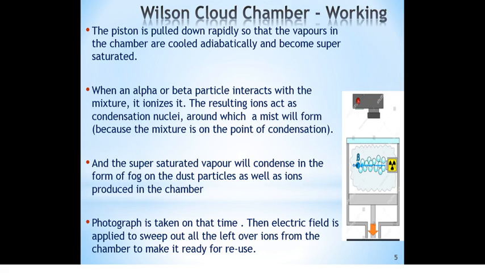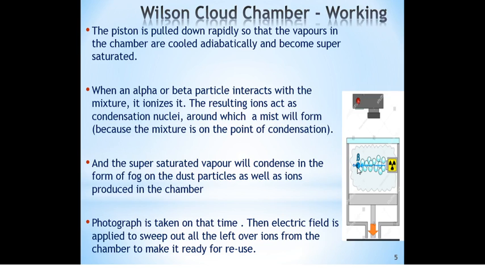Ionization means ions are formed. Positive ions as well as negative ions are formed. And these resulting ions act as the condensation nuclei. Condensation nuclei means now on these ions the condensation will take place. So these charged ions can serve as the nuclei of condensation of water droplets. The resulting ions act as condensation nuclei around which a mist will form. A mist means the condensation.